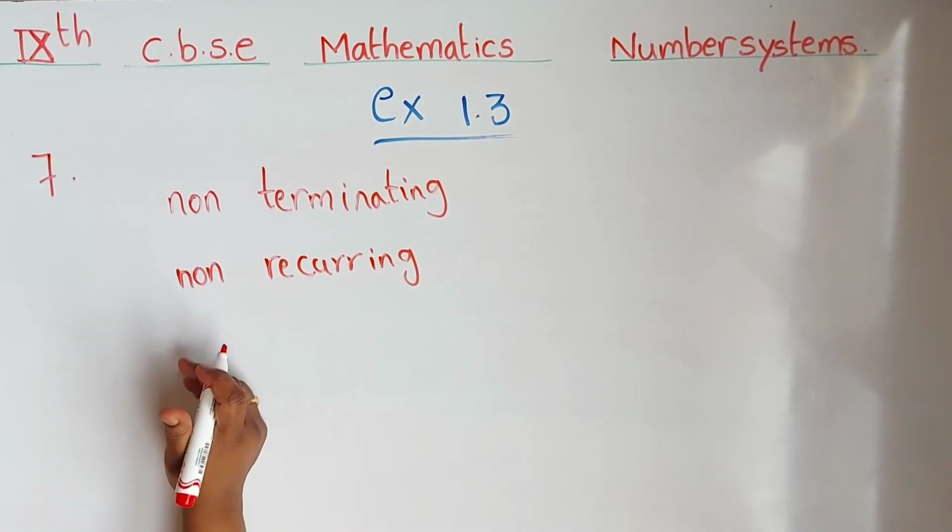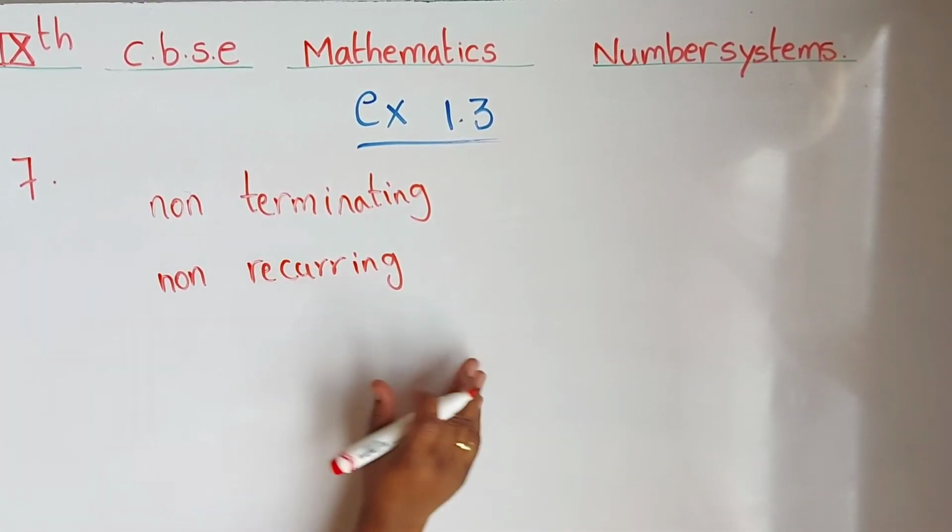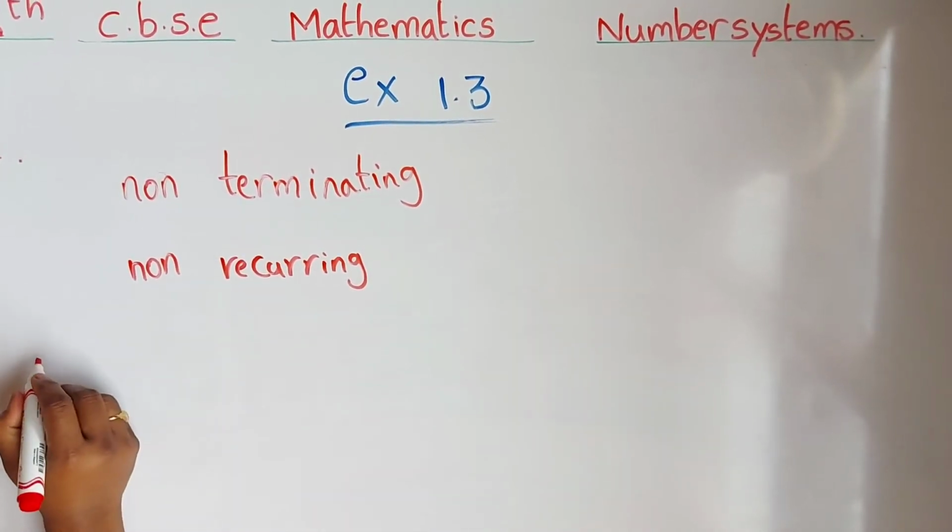Okay, children. Seventh question. Write 3 numbers whose decimal expansions are non-terminating, non-repeating. We can write many examples, children.